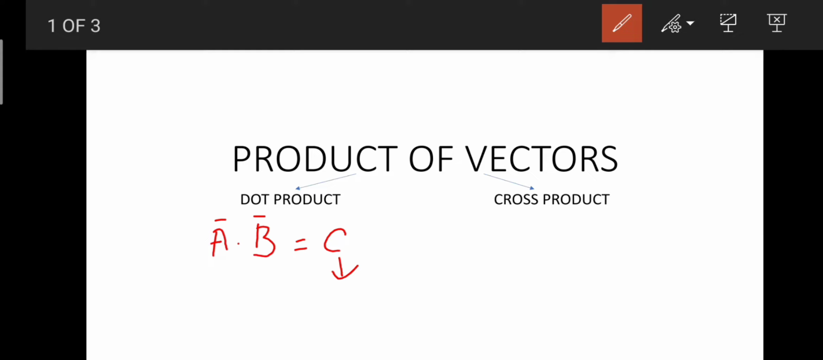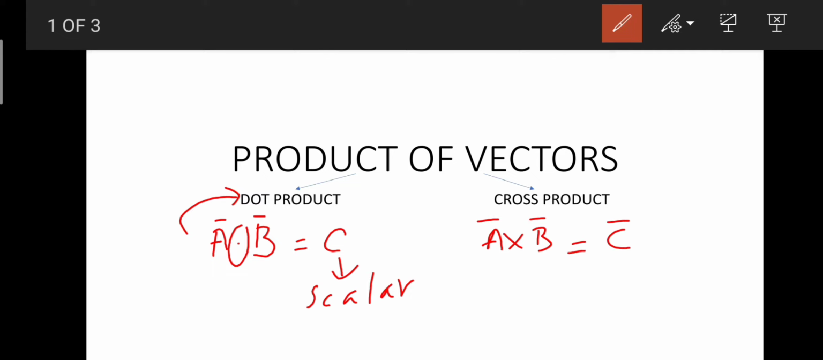Why? Because this quantity which we have received is a scalar quantity, and since we are noticing a dot between the two vectors, that is why it is known as the dot product. Coming towards the cross product, it is obtained when we multiply two vectors and as a result I get a vector quantity, right? And since we are getting a vector quantity, this is known as the vector product, and we have a cross between the two vectors, so it is also known as the cross product.